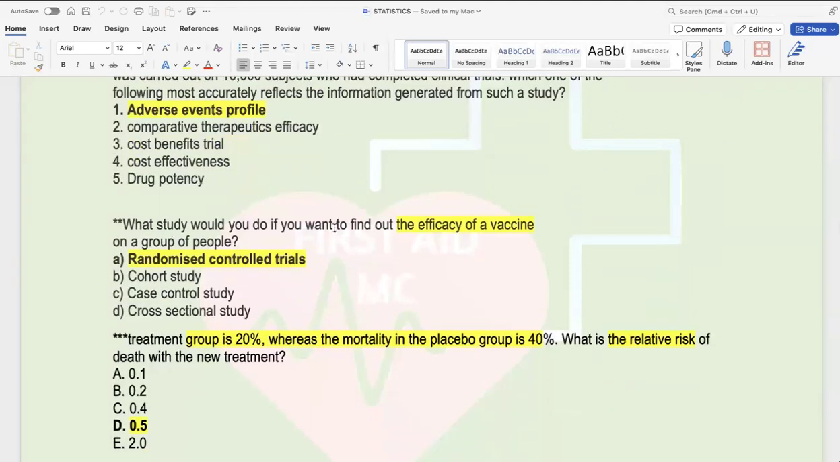What study would you do if you want to find out the efficacy of a vaccine in a group of people? Same question. So if there was anything better, we would choose that. If not, then RCT.